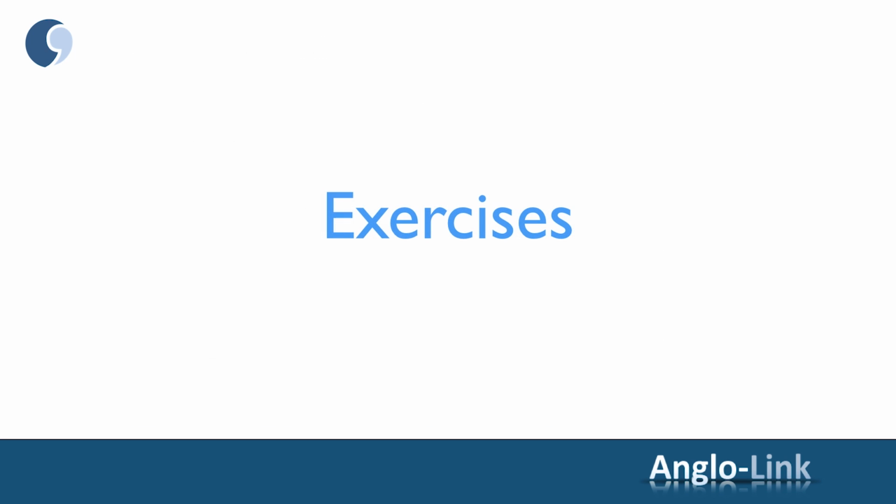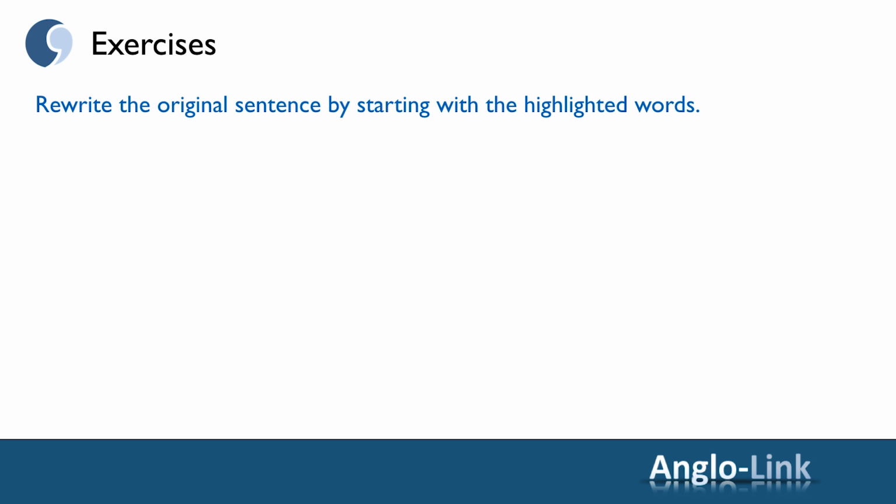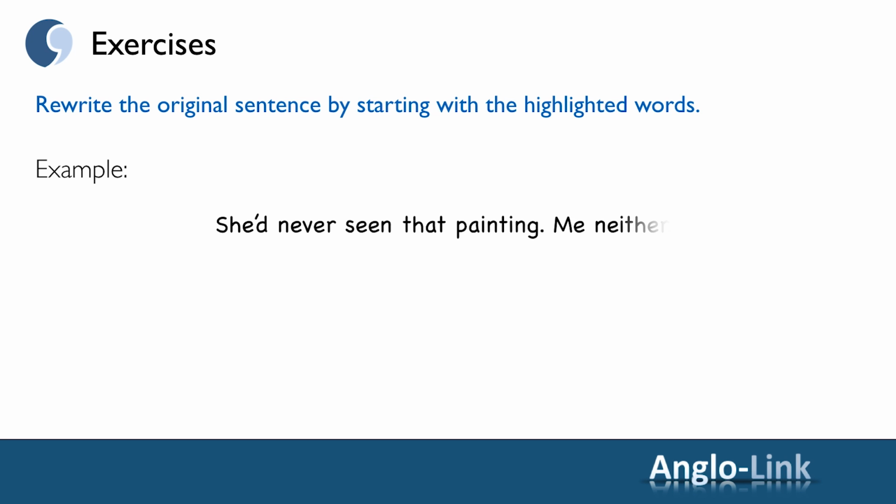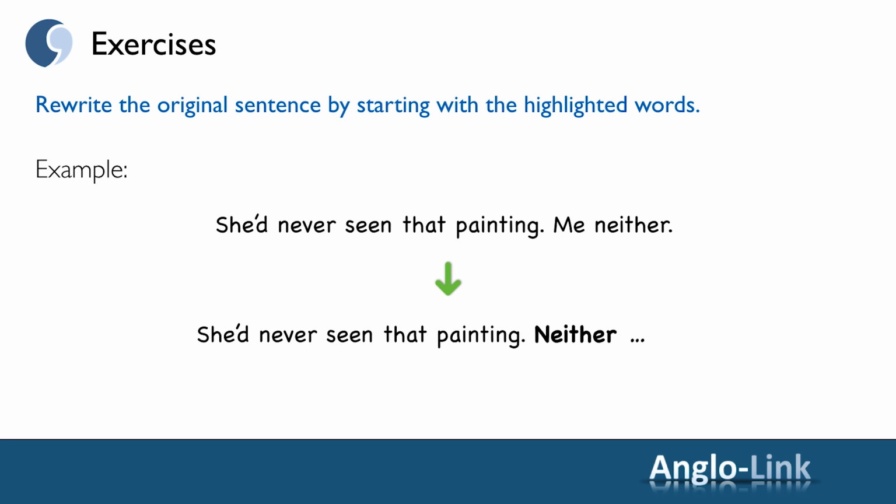Right then, let's finish with some exercises. Rewrite the original sentence by starting with the highlighted word or words. For example, she'd never seen that painting. Me neither. She'd never seen that painting. Neither. Neither had I.